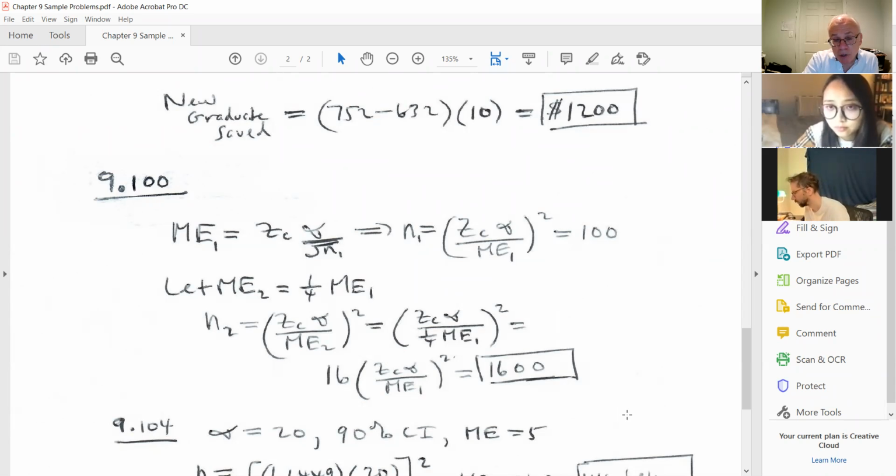The whole idea is if you change the margin of error, if you make it smaller by a certain multiplier, you have to square the inverse of it, and that will give you the factor that the sample size must be increased by.